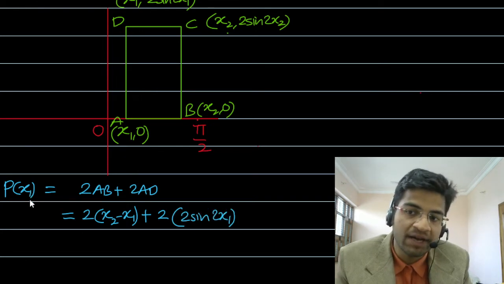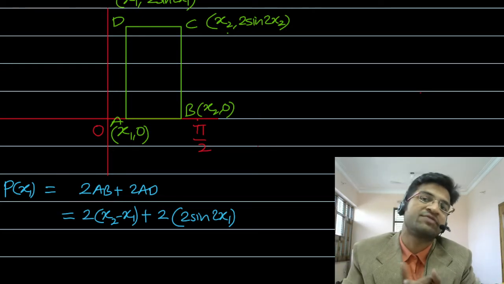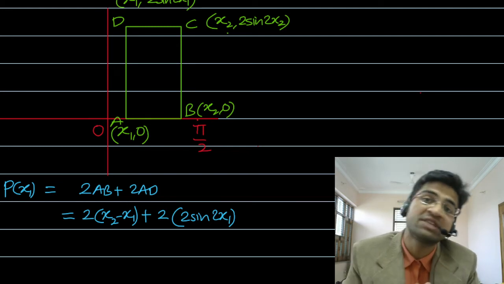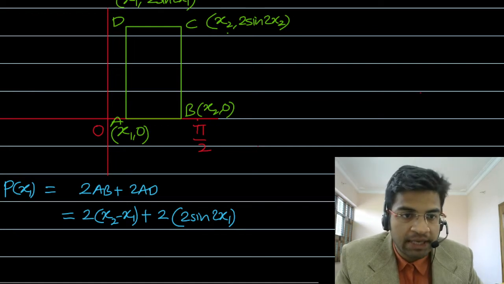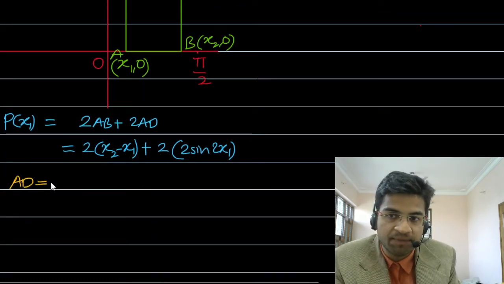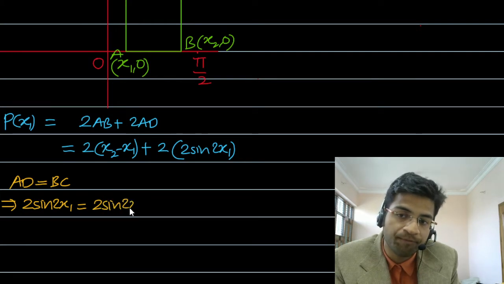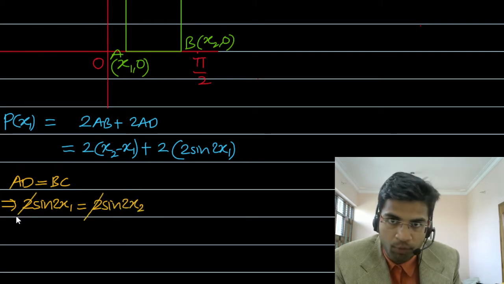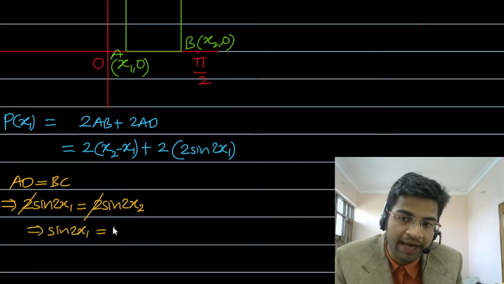So if I have to make it a function in x1 only, I have to figure out a relation between x1 and x2. Now how to go about it? See, what we can observe is that the lengths of AD and BC must be the same. AD is 2 sine 2x1 and BC is 2 sine 2x2. They must be equal. Eliminate the 2 from both sides. You will have sine 2x1 is equal to sine 2x2.